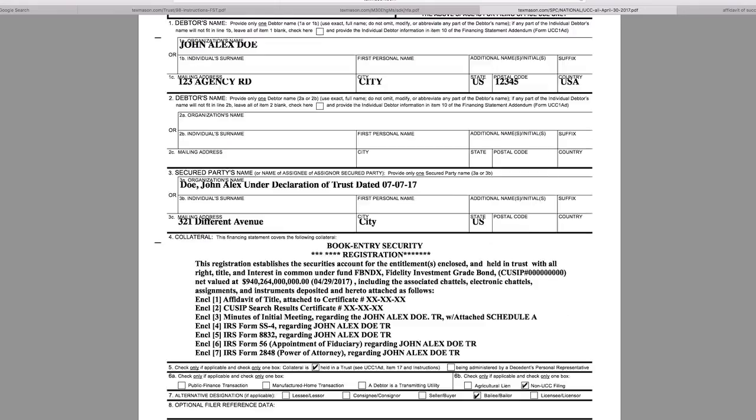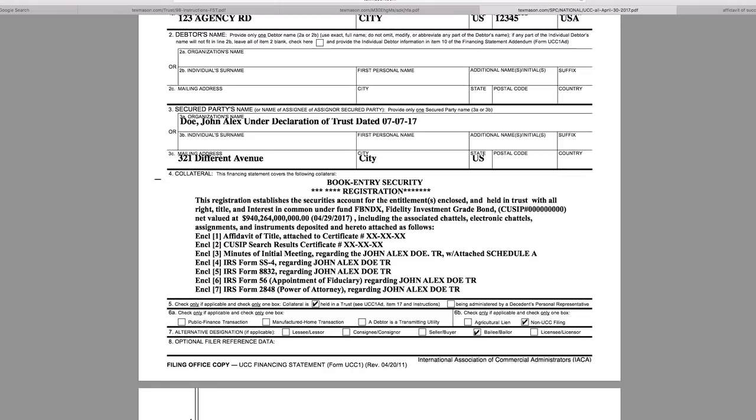Then you can go to the UCC filing. Why? Because notice in here, did I write it? Yes. The registration establishes the securities account and entitlements enclosed and held in trust with all right, title, and interest in common under FBNX, and so on. I named all that, including associated chattels, electronics, papers, and so on. I'm sorry for the "blah, blah" in it, but I was actually going in here.